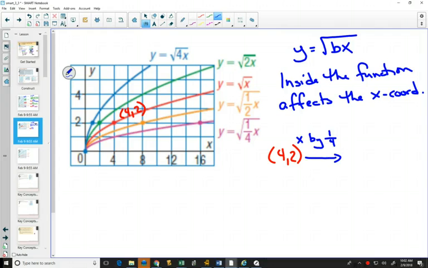So if I started with 4, 2 and I multiply my x by 1/4, I get 1, 2, and that matches up with this point right there. Now in this case, if I look at the red to the blue graph, you might say, hey, it looks like it's been stretched vertically, right? And sometimes that happens. Stretching vertically is the same as getting something compressed horizontally.